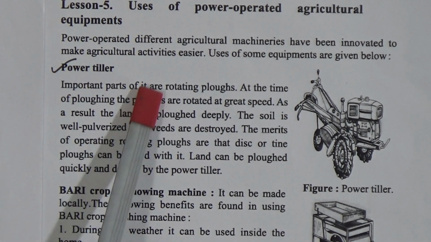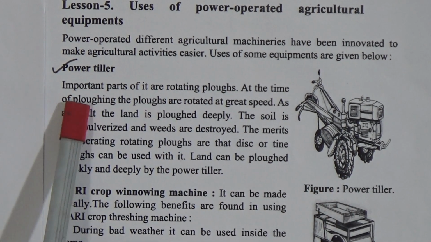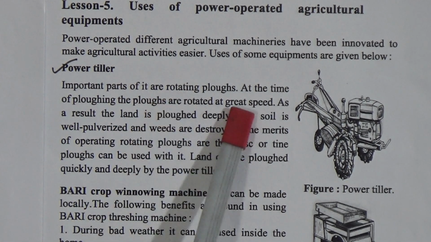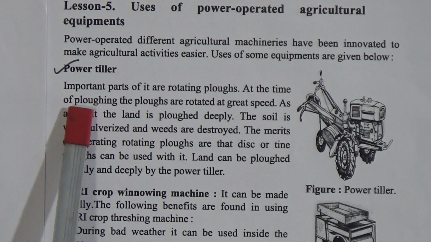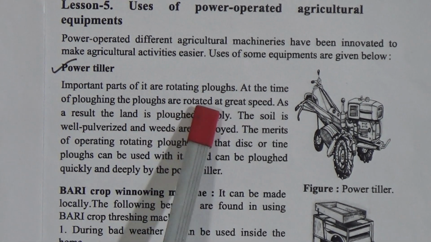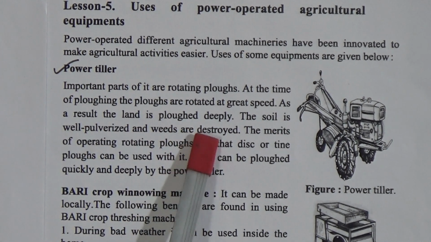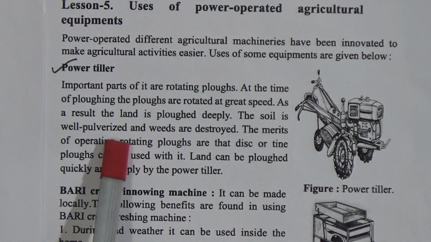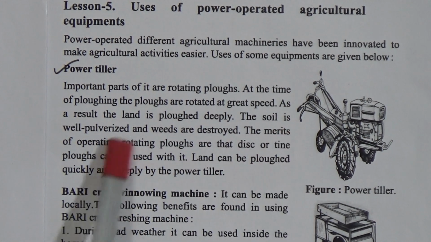This is the power tiller. The first one is the power tiller. This is the picture of the power tiller. Important parts of it are rotating ploughs. At the time of ploughing, the ploughs are rotated at a great speed. As a result, the land is ploughed deeply. The soil is well pulverized and weeds are destroyed.